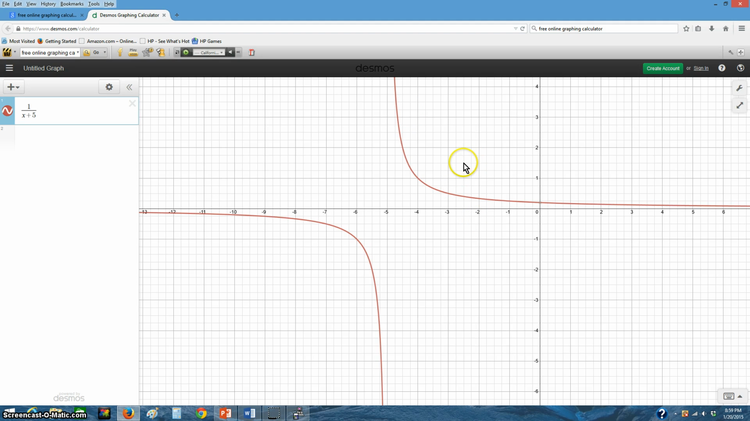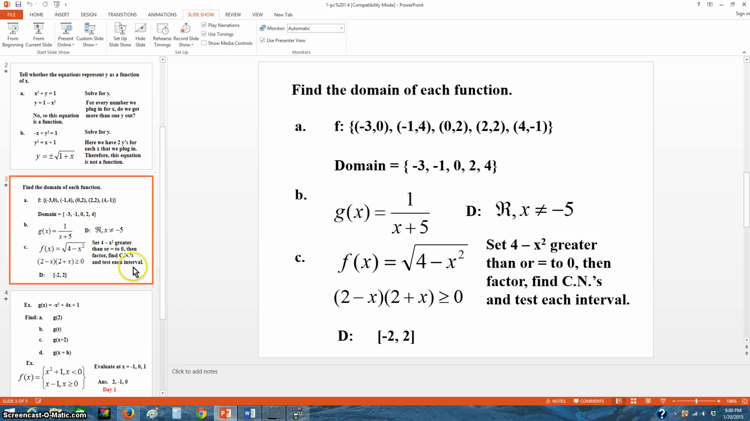So in other words, your domain basically is from -infinity up to -5. We're not including -5, so it's not inclusive. And then we go from -5, we're not including -5, all the way to positive infinity. So in short, all real numbers except -5. Okay, so let's continue with the next one.